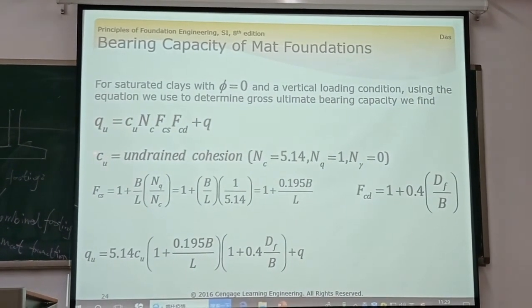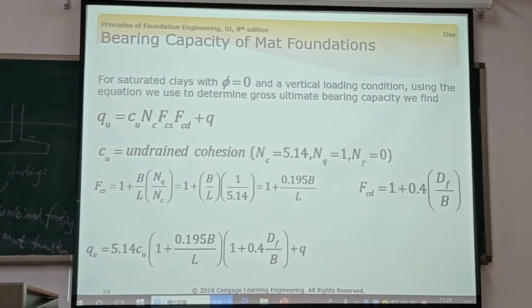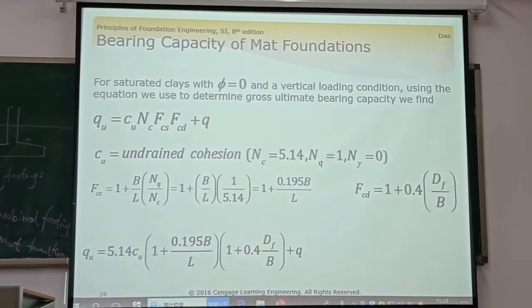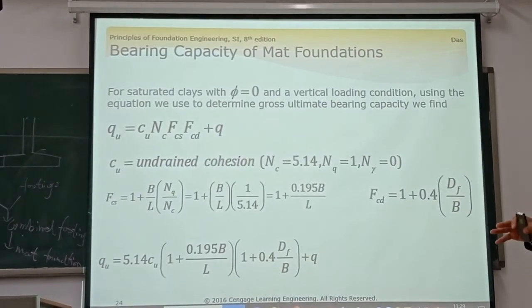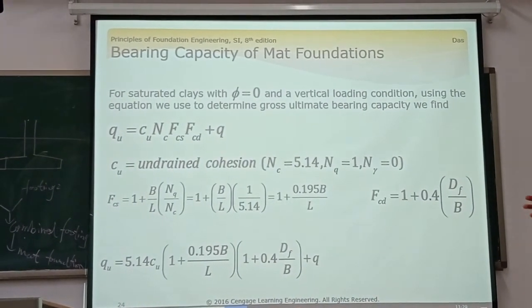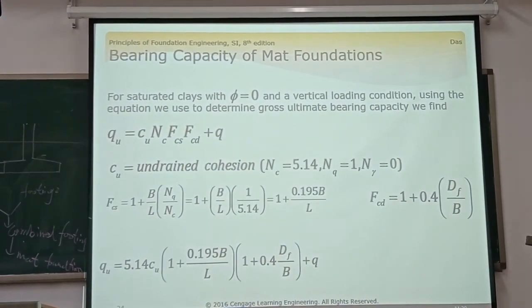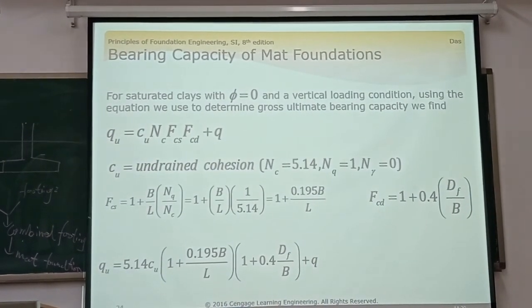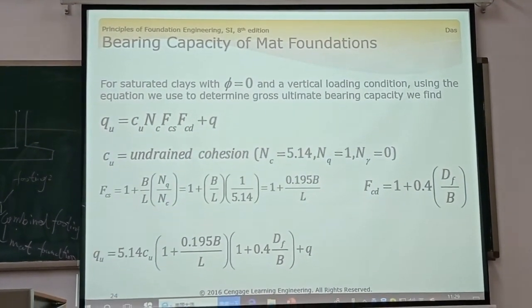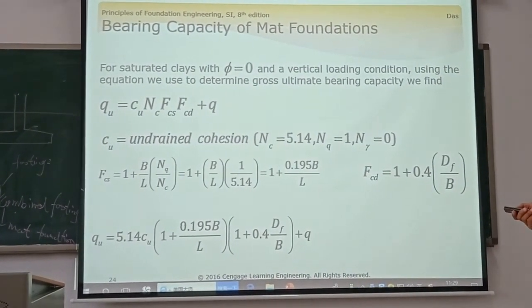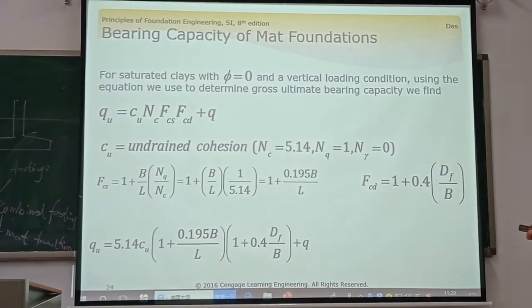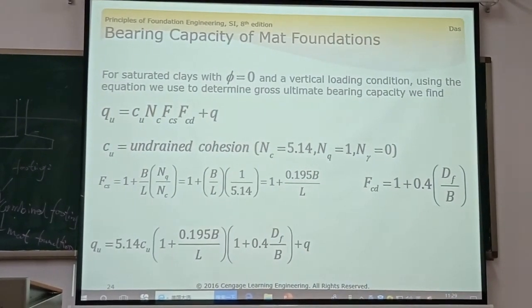So then we can use cu, the undrained cohesion. If the load is applied over a long time, the water goes out, so we use cd. This parameter uses cd. This is cd, the drained cohesion.